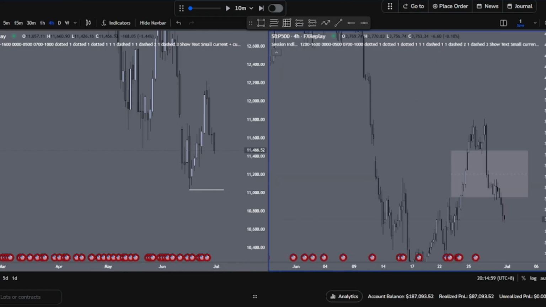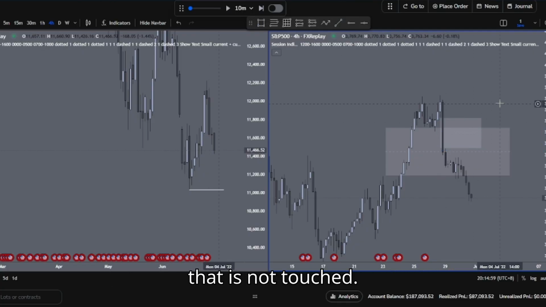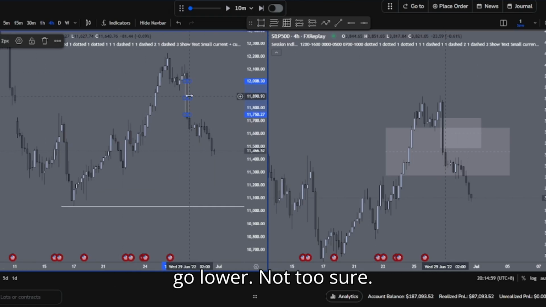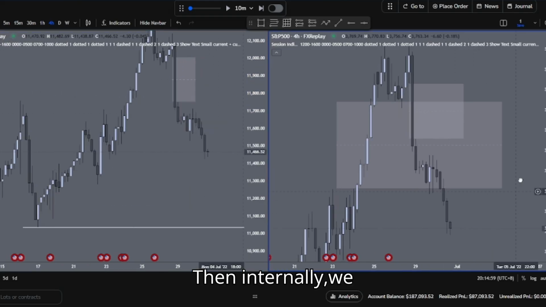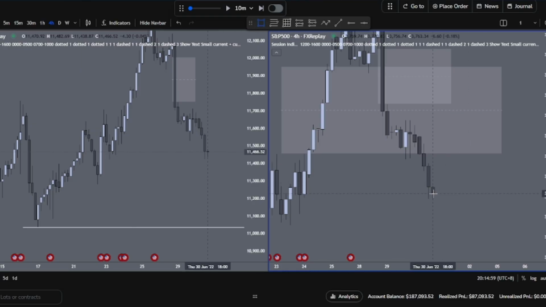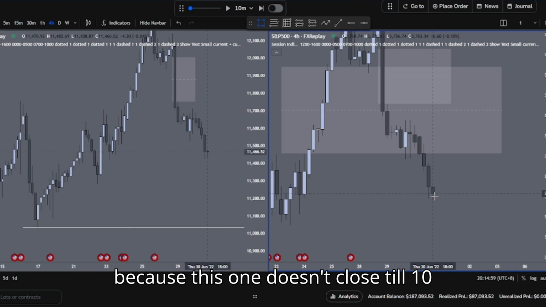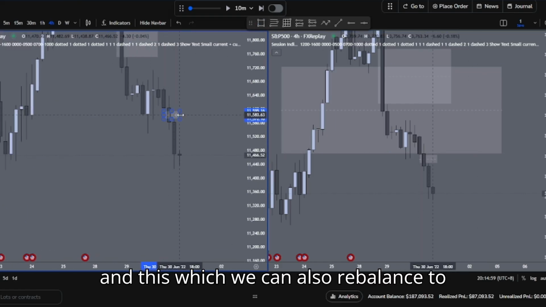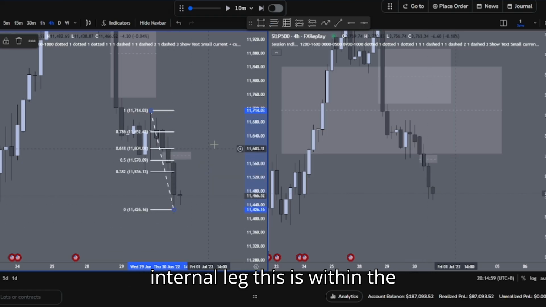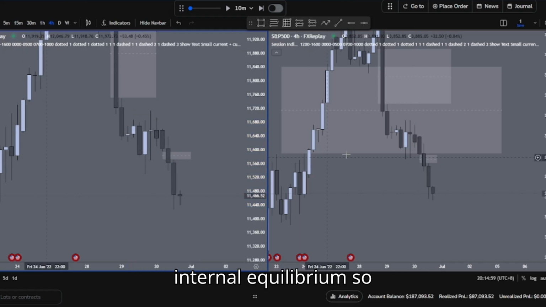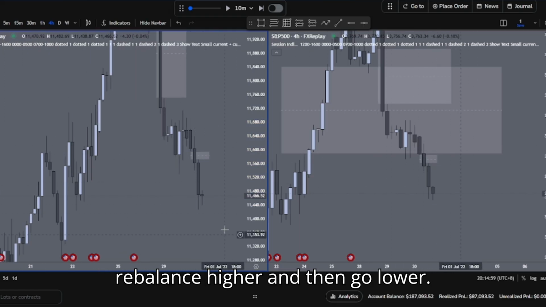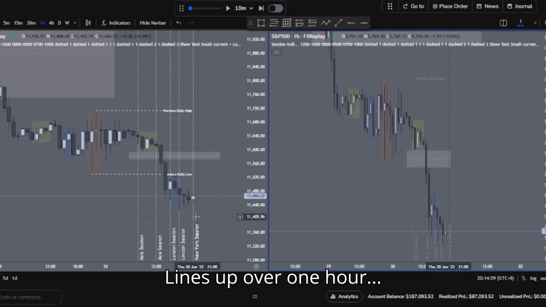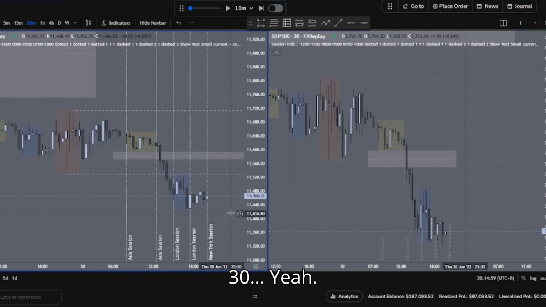So let's look at the 4-hour. We still do have this gap on the 4-hour that is not touched. We might look to rebalance that and then go lower, not too sure. Then internally we have, I can't consider this because this one doesn't close till 10, but with this and this, which we can also rebalance to, and if you look at the internal leg, this is within the internal equilibrium, so that is a good confluence if you want to rebalance higher and then go lower. And it lines up with a 1 hour 30. Yeah.